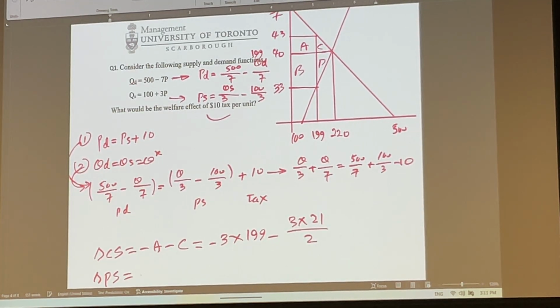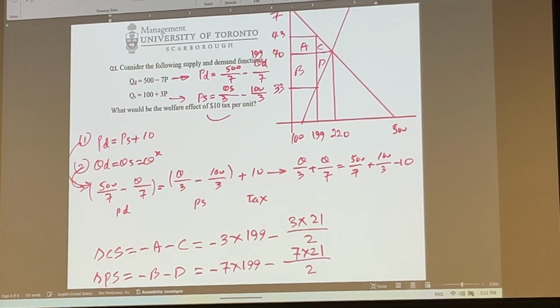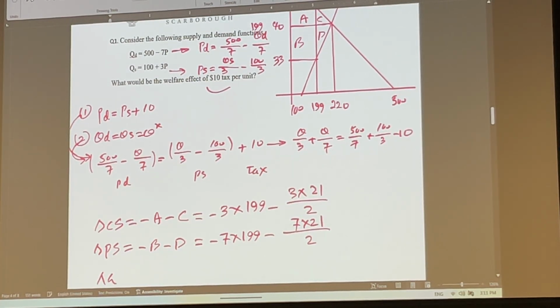Producers lose B and D. B is 7 multiplied by 199. D is 7 multiplied by 21 divided by 2. Right? Make sense? Now there's a government there. The government gains A and B, which is 10 multiplied by 199.